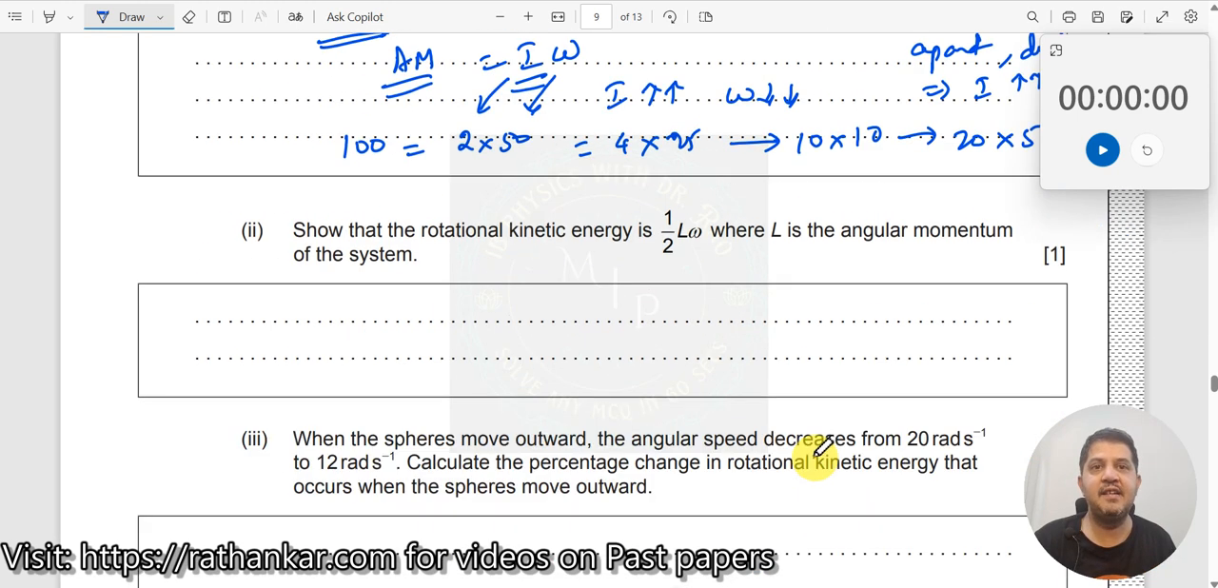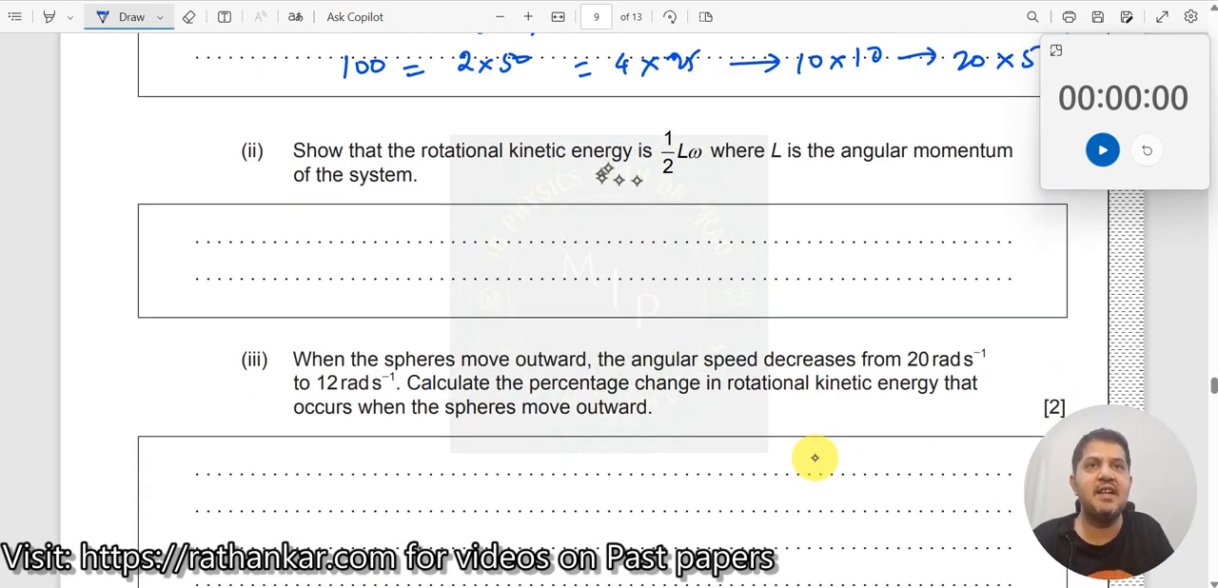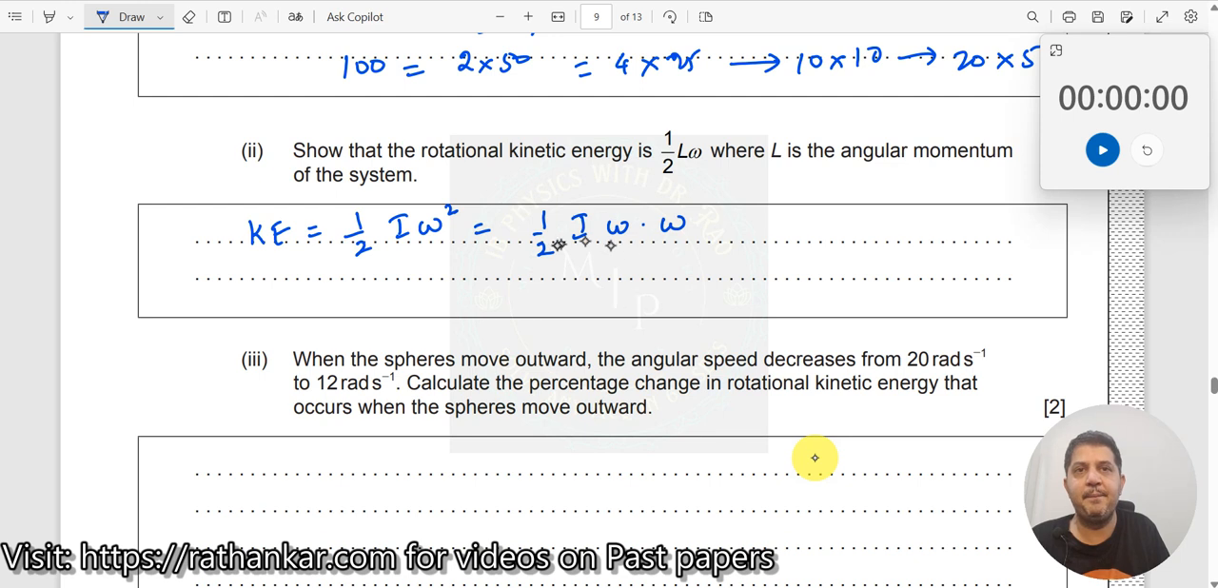Then next question: show that the rotational kinetic energy is given by half L omega, where L is the angular momentum of the system. What is rotational kinetic energy? Rotational kinetic energy is given by half I omega square. I can also write this as half into I omega into omega. Now what is I omega? We already saw this is your angular momentum. So I will write this as half into L into omega, right? We have proved this one here.